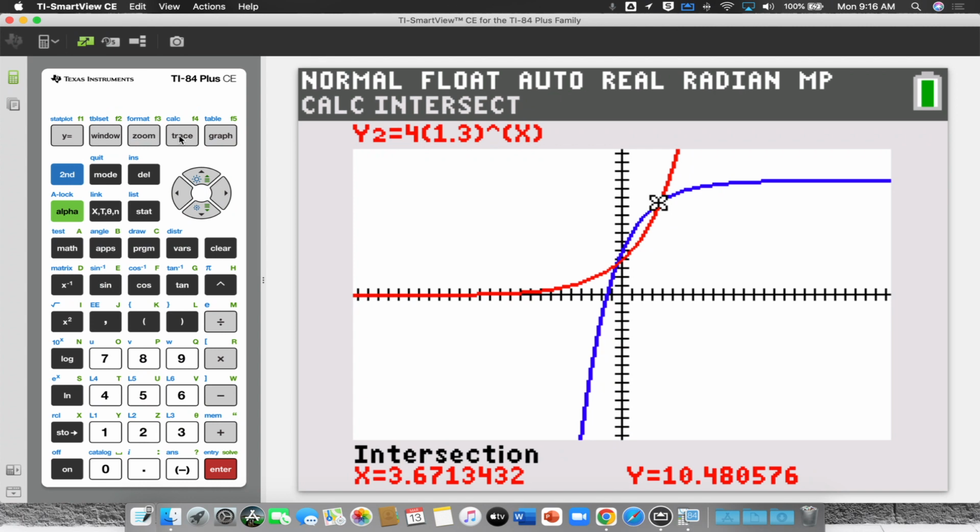It says they intersect when t is approximately 3.671. It's the only place they cross from 0 to 5. They cross on the negative side, but we don't care about the negative side. Okay? That's our only critical value we're going to use.